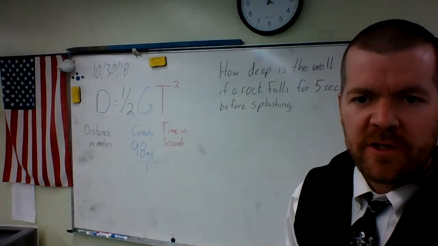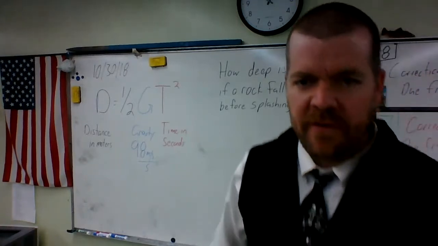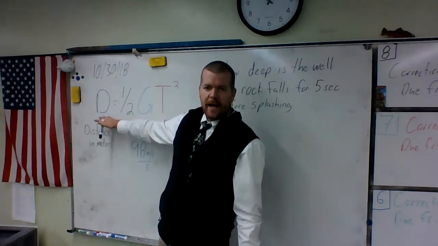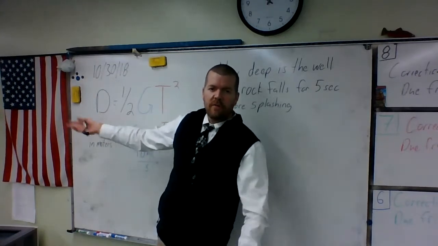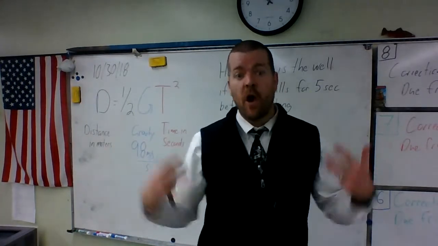So let's take a look first at the equation we're going to use so we can figure out some of the tools we have to solve this question. So here is the falling object equation. And this really just gives us a very quick, easy way to solve for the distance if we know the time that something falls here on Earth.